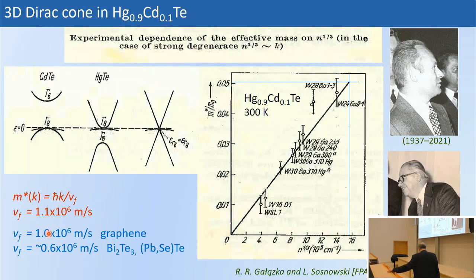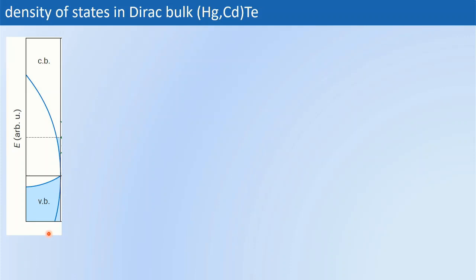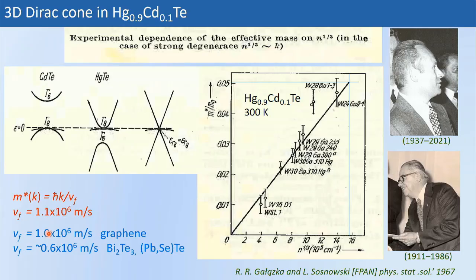Okay. But graphene is not the only unique material to have these Dirac bands. People have known for some time, maybe from 1967, actually in Warsaw, that if you measure thermoelectric power, and from thermoelectric power you determine effective mass, in compounds which are a mixture of an inverted band gap semiconductor and a normal semiconductor, mercury telluride and cadmium telluride, for 10% of cadmium, the effective mass also increases linearly with density of states and becomes zero as we go to this charge neutrality point. So this material looks like a good candidate for that.